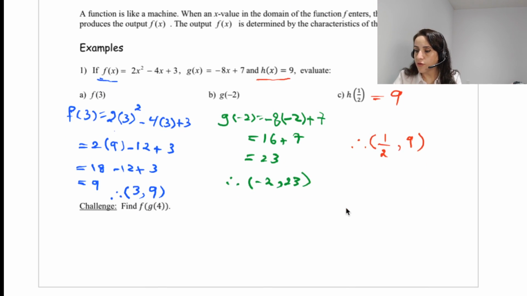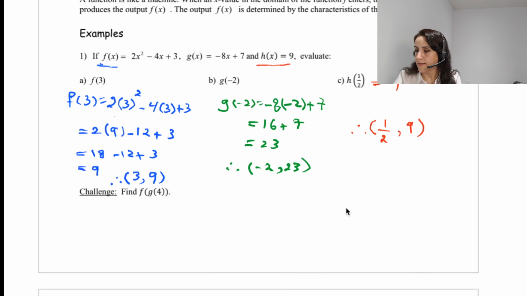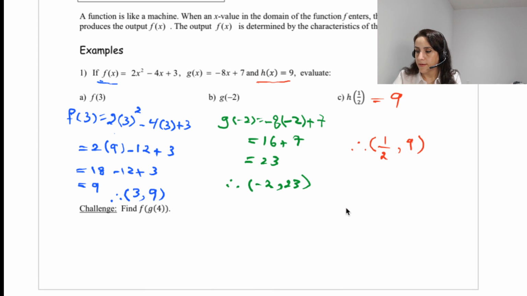There is a challenging question here, asking to calculate f of g of 4. It is one of the questions that you are going to see in advanced functions as well. But it's a nice question. With the basic knowledge of functions, we can do this question right now. As you see here, it's just saying f of g of 4. First, I'm going to calculate g of 4.